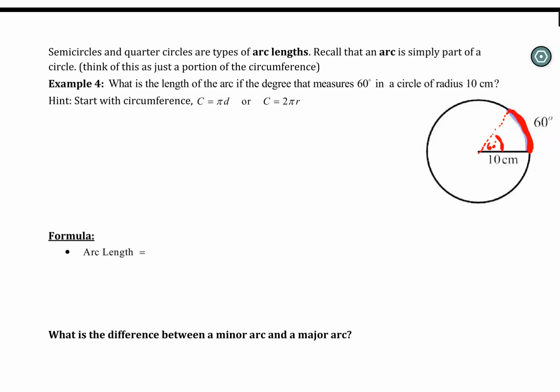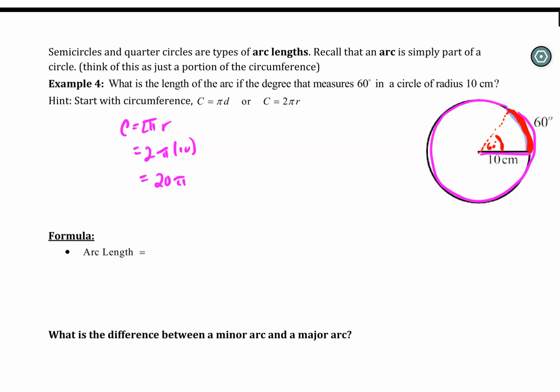So if we figure out what the entire circumference is, all I've got to do is multiply by what fraction of that I'm talking about. So let's figure out the circumference first. So circumference in this case is equal to, well, let's use 2 pi times r in this case because we have the radius. So we're going to have 2 pi times 10. So that's 20 pi. So again, that would be the entire circle's circumference all the way around.